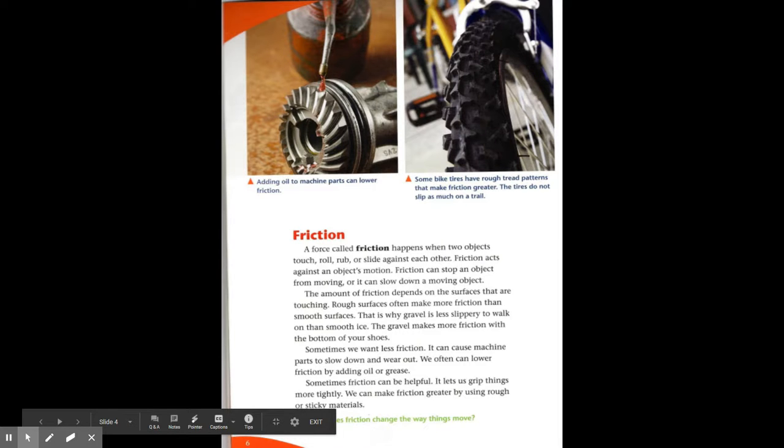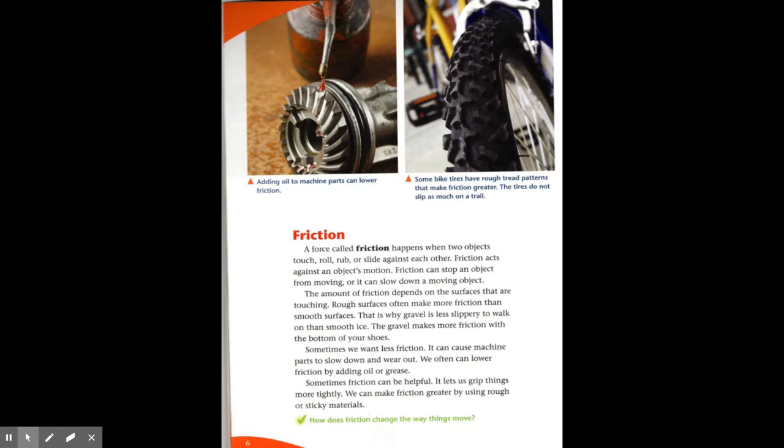In the picture above, you'll see they're adding oil to machine parts so they can lower friction. And then a bike tire. Some bike tires have rough tread patterns that make friction greater. The tires do not slip as much on a trail.